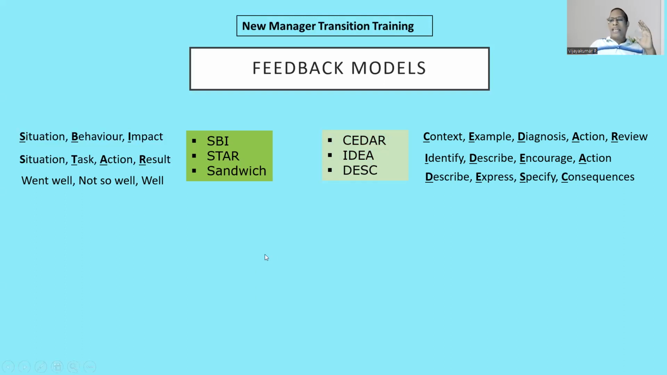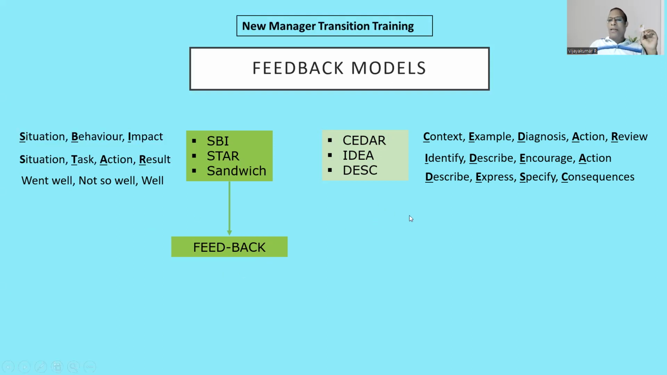And if you look at SBI, STAR, and sandwich, these are called feedback models, because, if you observe, they only talk about what went wrong, what the issue was, and what the impact was. What went wrong, what was the root cause, what was the impact.